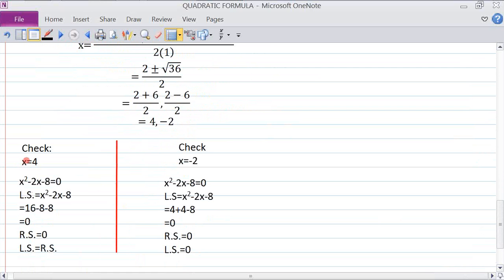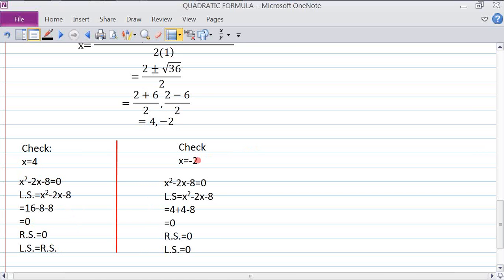So here I've checked the answer, x equals 4. Put it back into x squared minus 2x minus 8 equals 0. X squared is 16. 2 times 4 is minus 8, and this is minus 8, and comes out to be 0. The left side is 0, and the right side is 0, so the left side equals the right side. So x equals 4 is a valid answer.